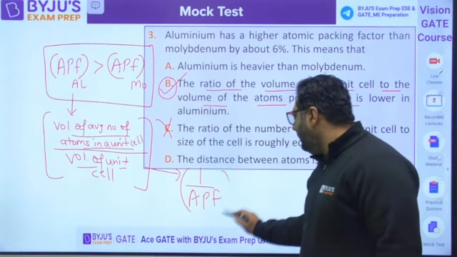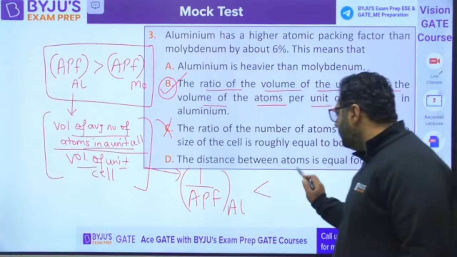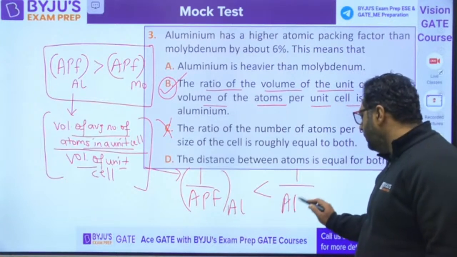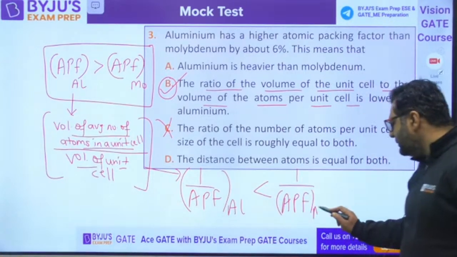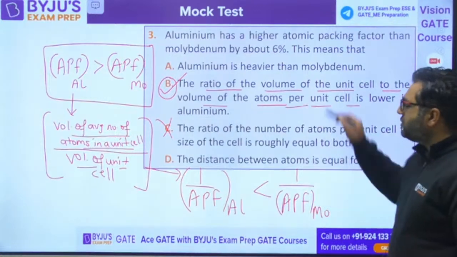Obviously that will be more for molybdenum. That is the option number B. Okay, now it is clear to you. So that's why answer is B for this.